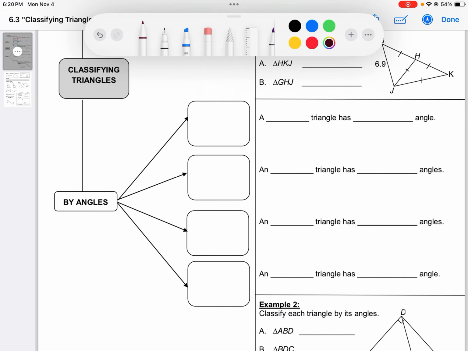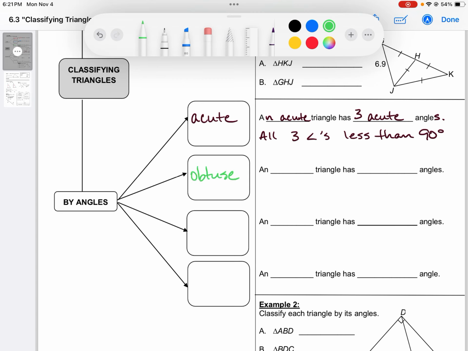The other way that we can classify triangles is by their angles. And we know that all the angles inside of a triangle add up to 180, but we have some classifications. We have acute triangles. An acute triangle has all acute angles, or we would say they have three acute angles. All three angles are less than 90 degrees.